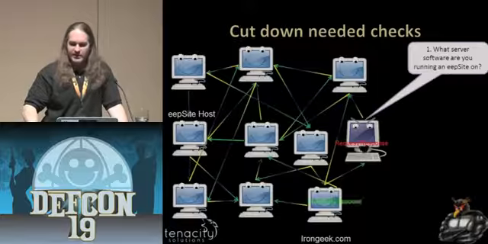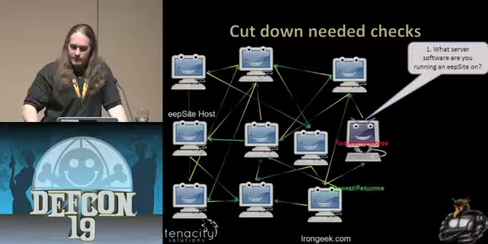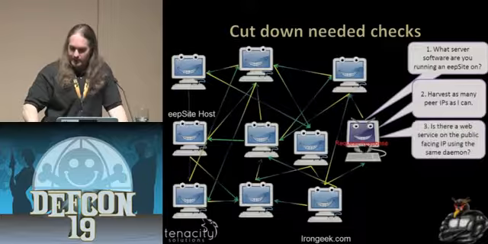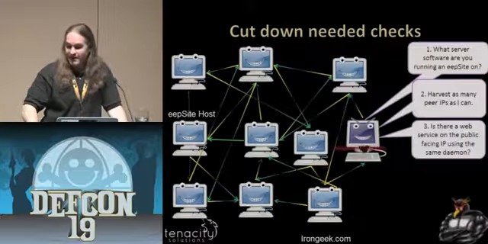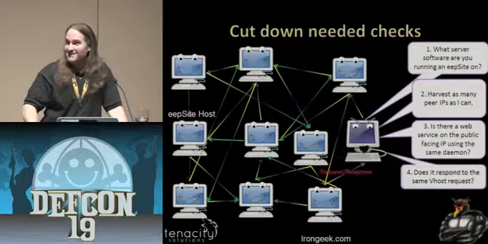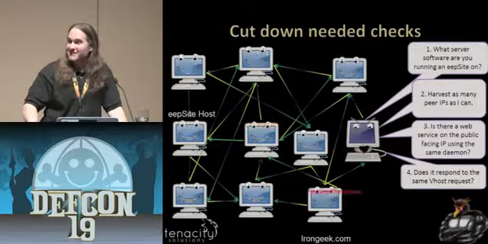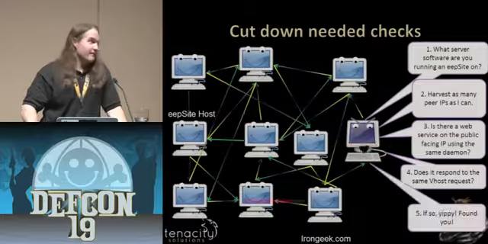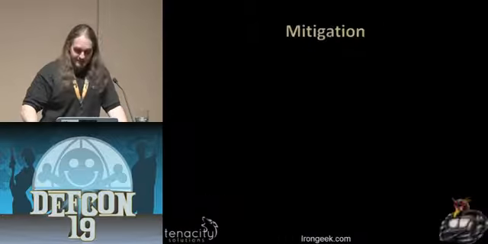You can also do various things to cut down the number of checks. What service software is running on the EAP site? I mentioned that somewhat before. You can harvest as many IPs as possible. Is the web server on the public-facing IP running the same daemon? You can make a vhost request and see if you can get the EAP site from the public-facing IP address. And if so, yippee, you've found what box that is.